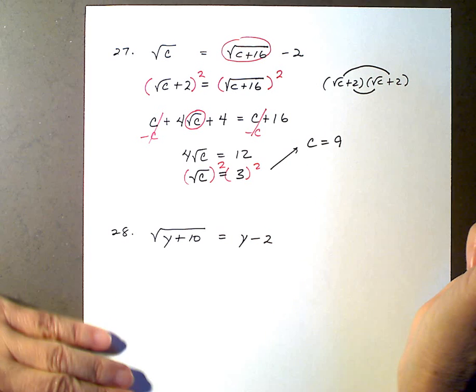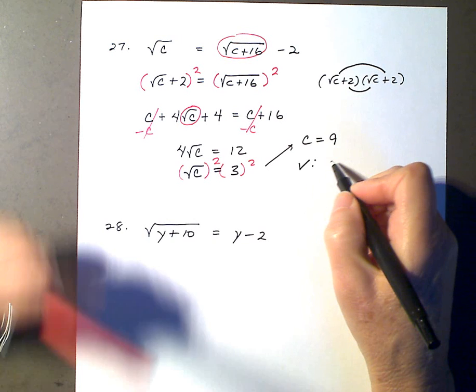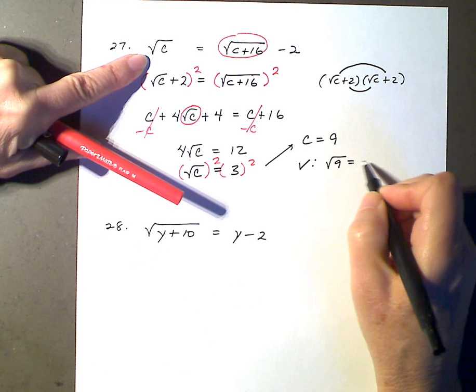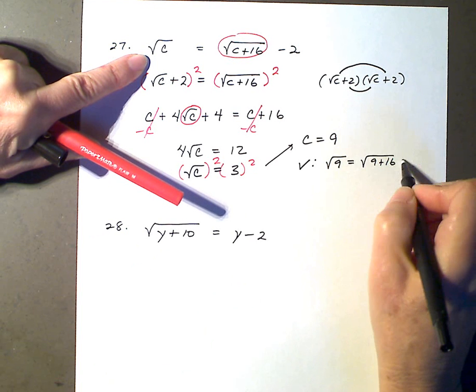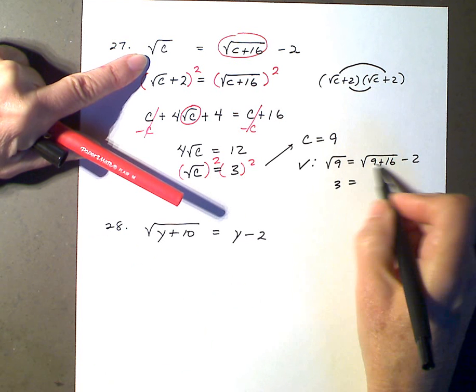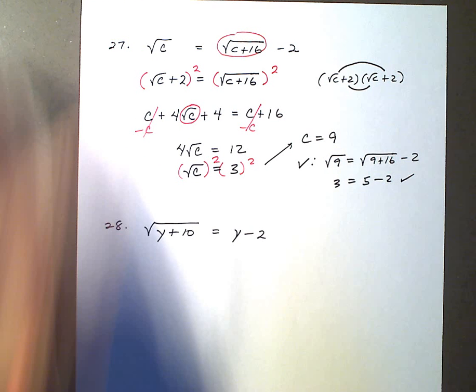So I do need to check that. You have to check it in the original equation. So the square root of 9 is equal to the square root of 9 plus 16 minus 2. So the square root of 9 is 3, equals the square root of 25, which is 5, minus 2. So that one works.